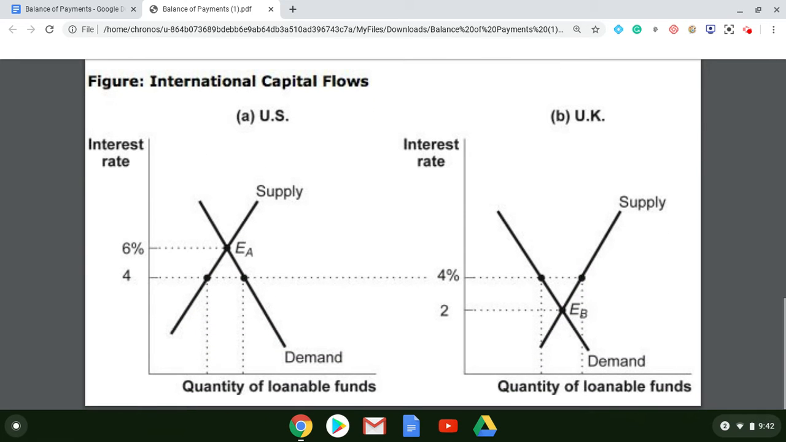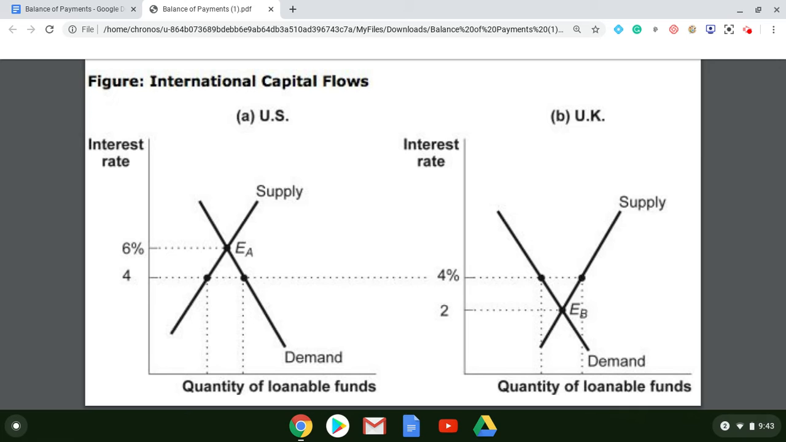So let's look at an example here. If you look at the left graph, this is the loanable funds market for the United States. As you guys can see, the rate in the United States is a 6% rate.